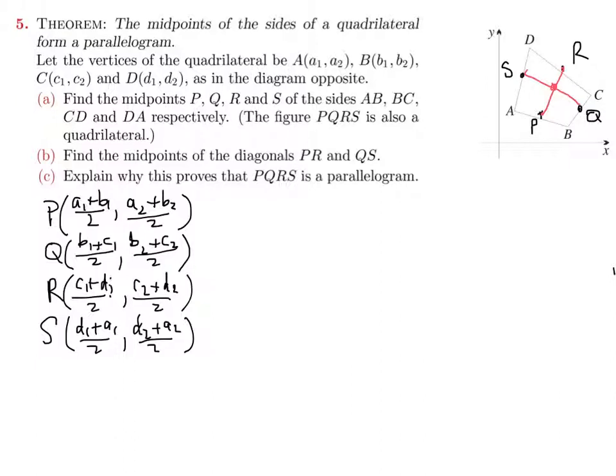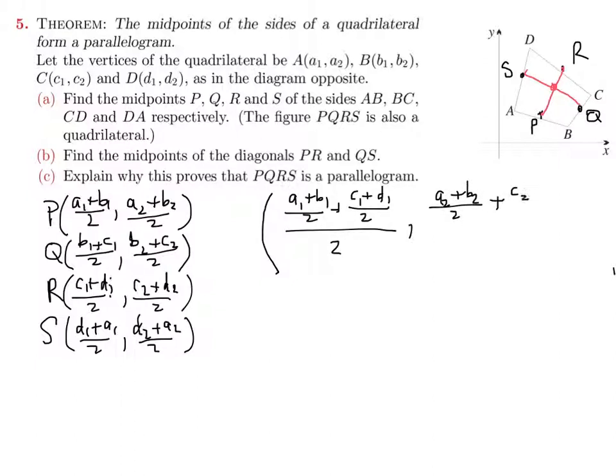So, the midpoint of PR is going to be ((A1 plus B1 over 2 plus C1 plus D1 over 2) over 2, comma, (A2 plus B2 over 2 plus C2 plus D2 over 2) over 2).